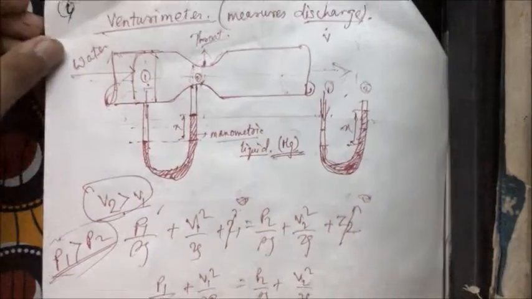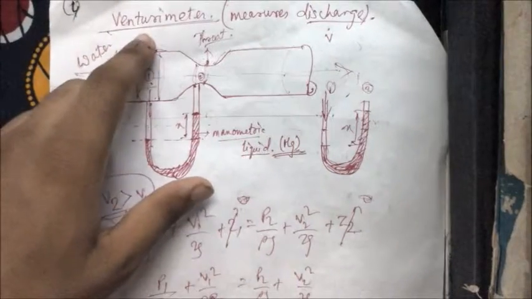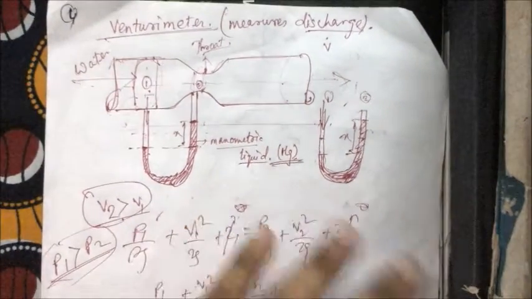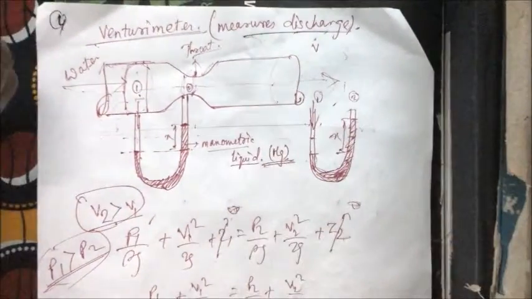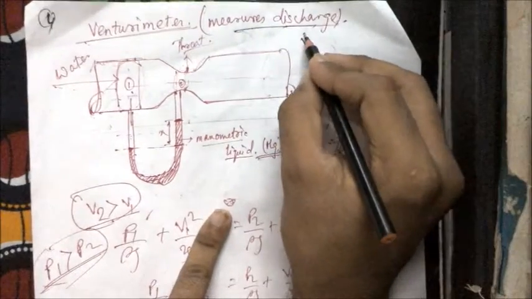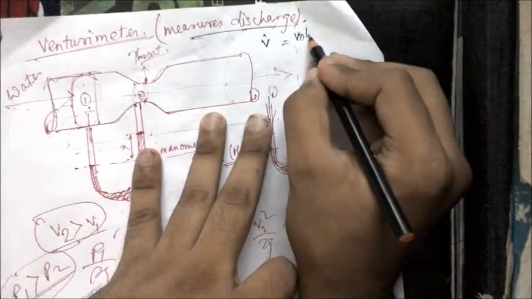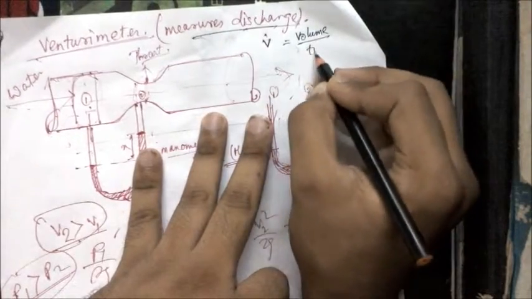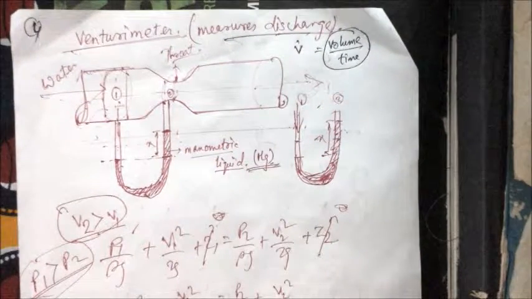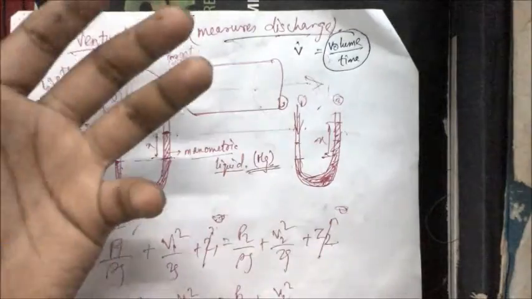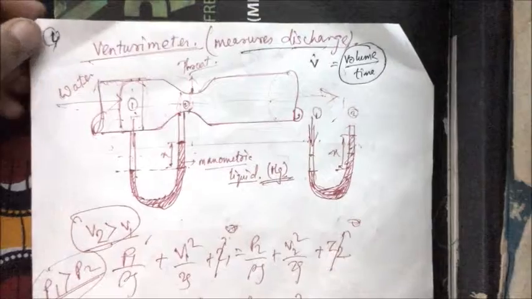Now Bernoulli's equation can be applied in a Venturi meter. What is a Venturi meter? It is a device which measures the discharge. What is discharge? It is V dot. What is V dot? It is volume by time. It is the amount of volume of water coming out from the pipe per unit time.